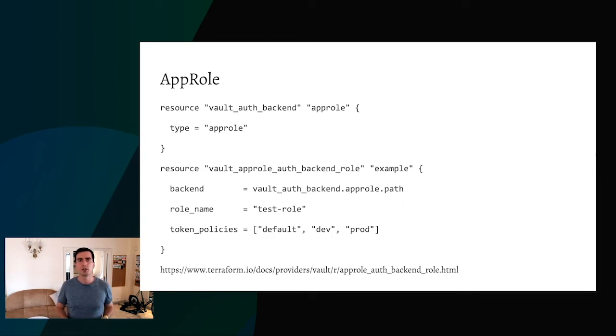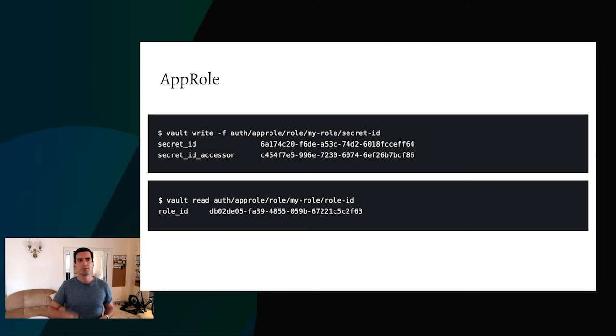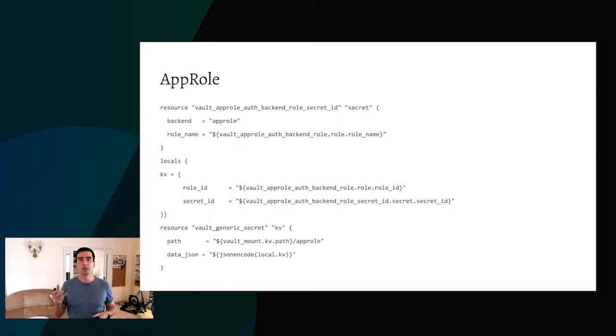You have a backend with no configuration in this example, and then you have a backend role that basically maps the role ID to the policies you get. Then you get the secret ID and role ID using the CLI. Those are basically the login and the password, the role ID being the login and the secret ID being the password. You can get the same through Terraform here. You just use a secret resource, backend role secret ID, then use locals to prepare the map and store it to the KV so you can retrieve it from the KV later on.